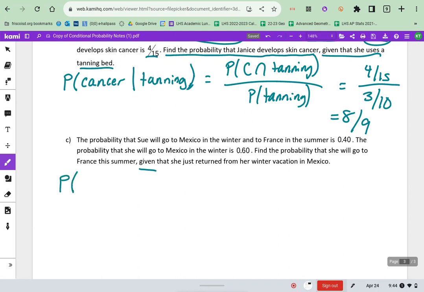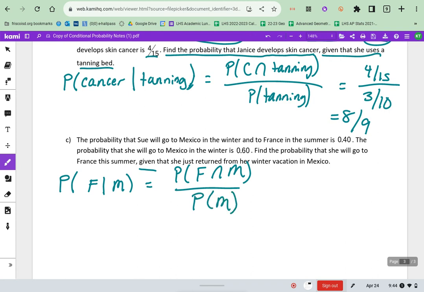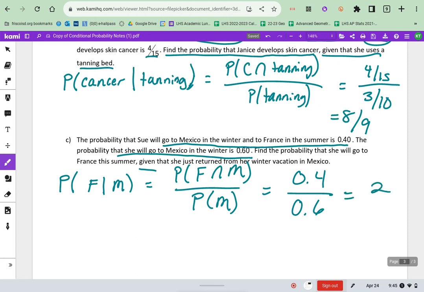Okay, so I want the probability she's going to France given she went to Mexico. That's equal to the probability of France and Mexico divided by the probability of Mexico. So do I have those things? Let's see. The probability she'll go to Mexico and to France is 0.4. Sure enough, that's my numerator. The probability she'll go to Mexico is 0.6. That's my denominator. So 0.4 divided by 0.6 is 2/3.